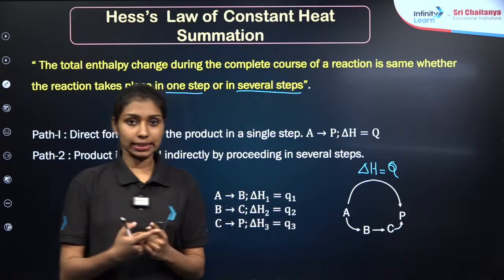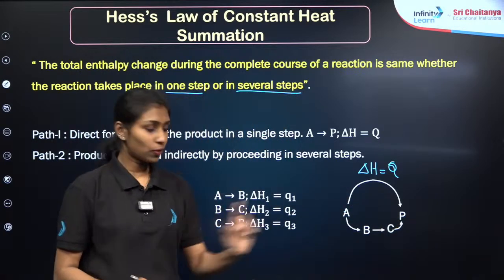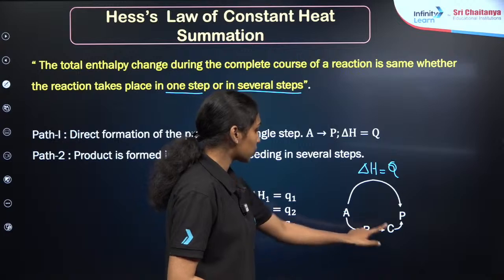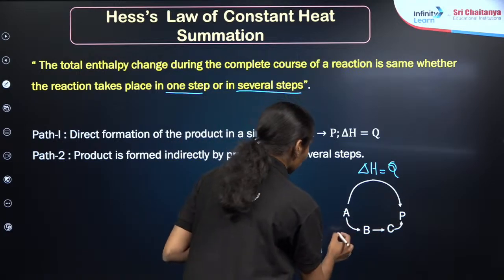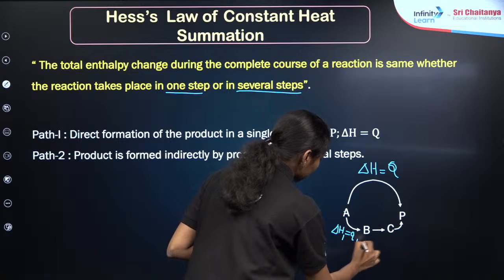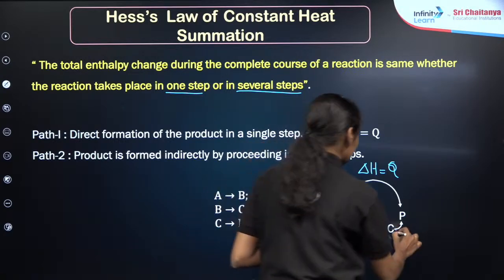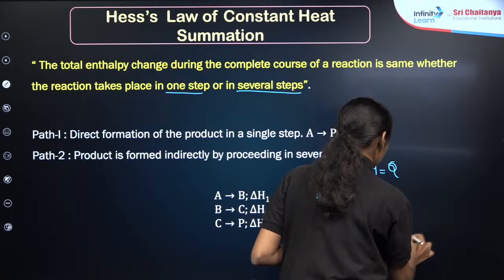Now if I am saying that A is converted to product by multiple steps, first A to B, then B to C, then C to P, right? So for example, if I am taking the first enthalpy, delta H1 is equal to Q1, delta H2 is equal to Q2, then delta H3 is equal to Q3, right?